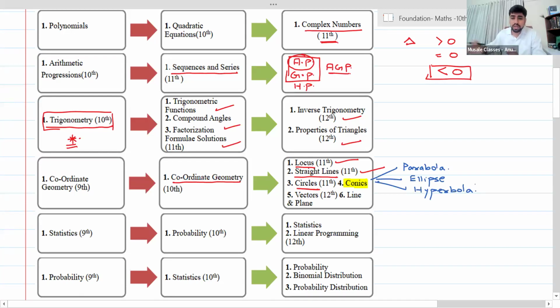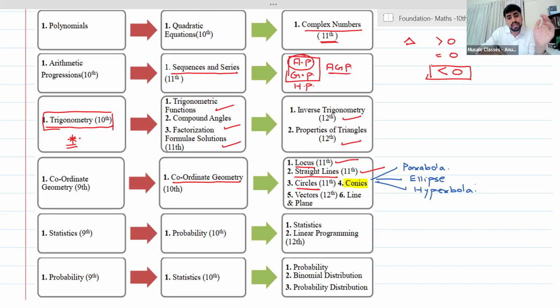And let me tell you, children, these are extremely important topics. It's like a chain reaction, like I told you in sequences and series. You understand your 9th and 10th standard coordinate geometry properly, then you can study the 11th standard coordinate geometry section properly, because yes, it's a continuation process.